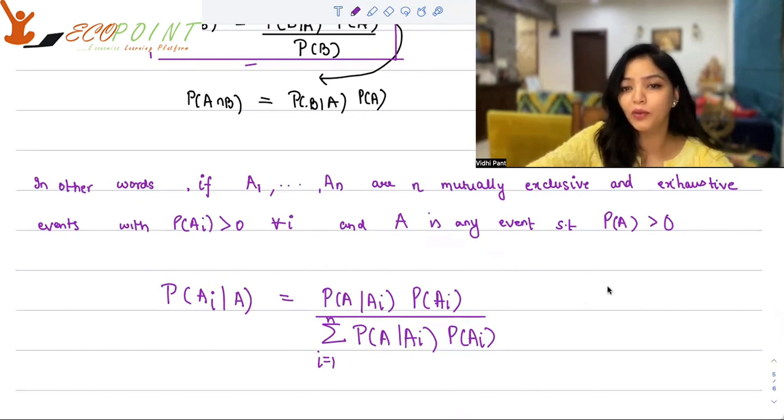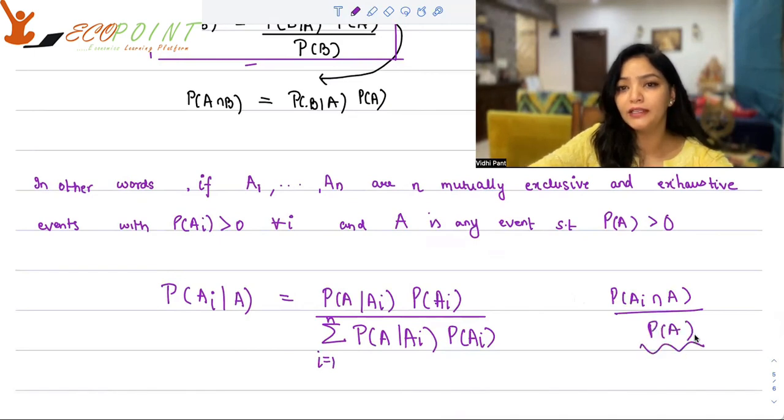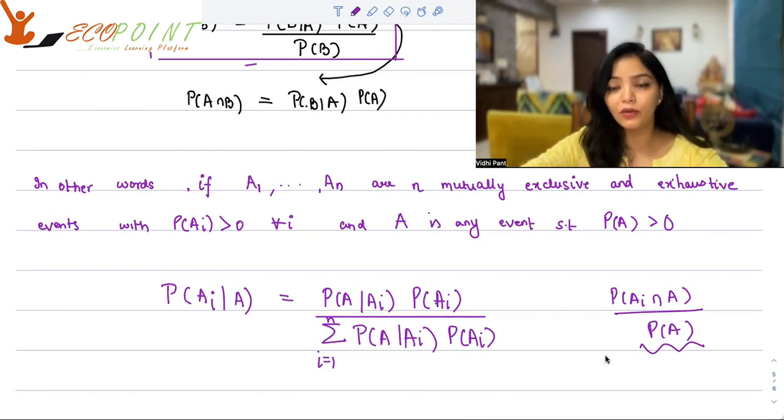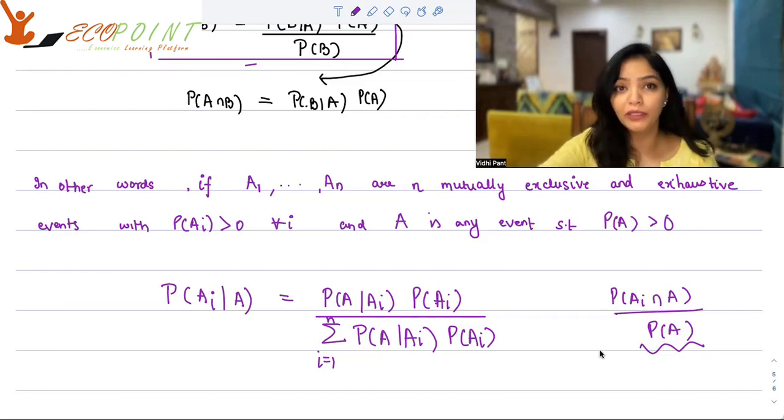What you've done here is use the multiplication rule: you have probability of Ai intersection A upon probability A. Probability A is the total probability because the occurrence of A could happen under different scenarios. It could happen under the scenario of A1, under the scenario of A2, and so on and so forth. Therefore, probability of A will be the total probability. Let's understand this with an example.